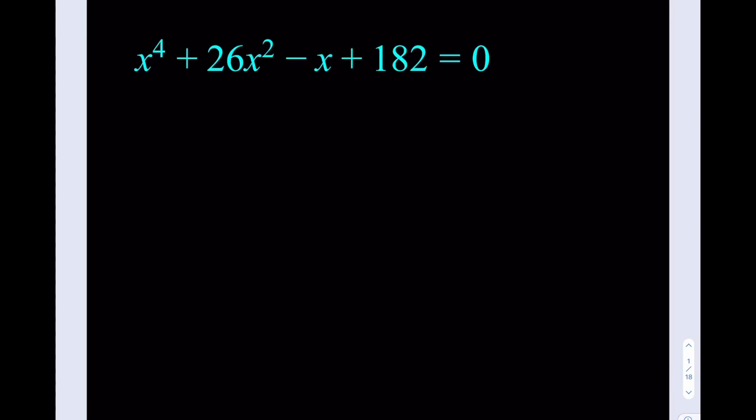Now, I do have x to the fourth power plus 26x squared minus x plus 182, which is equal to 0, and we're supposed to solve for x. Awesome. Now, quartic equations are not very easy to solve. There's a quartic formula, which depends on the cubic. And the cubic formula is complicated and the quartic is much worse. So we're definitely not going to use the formula here. We're going to use some tricks.